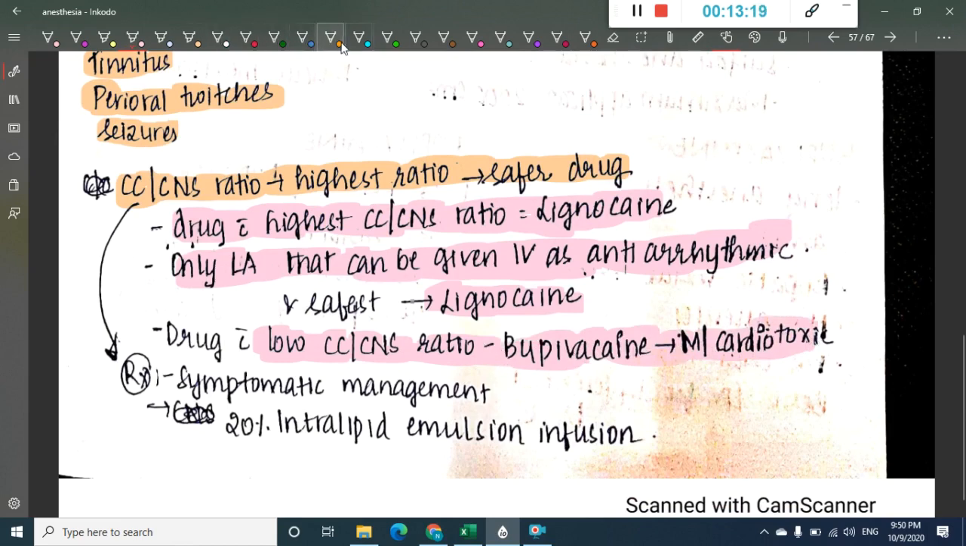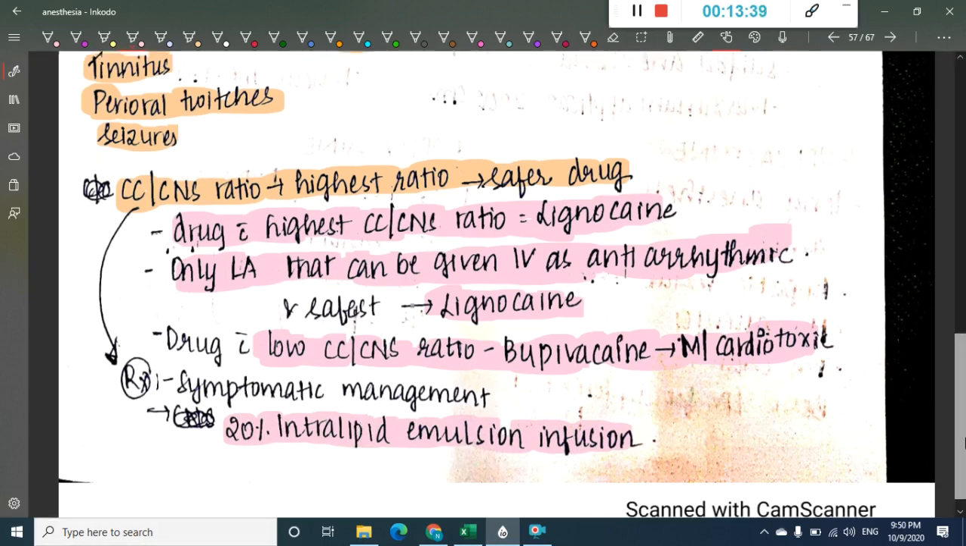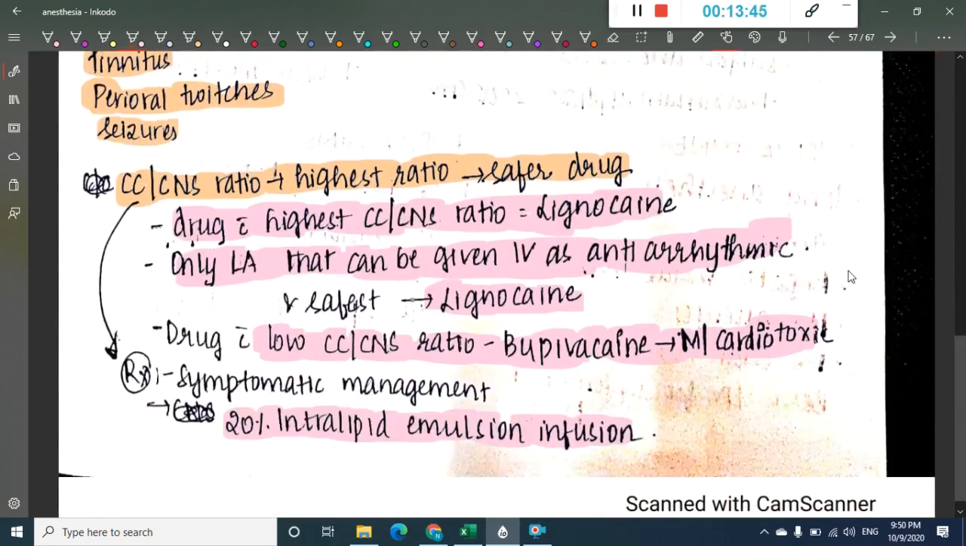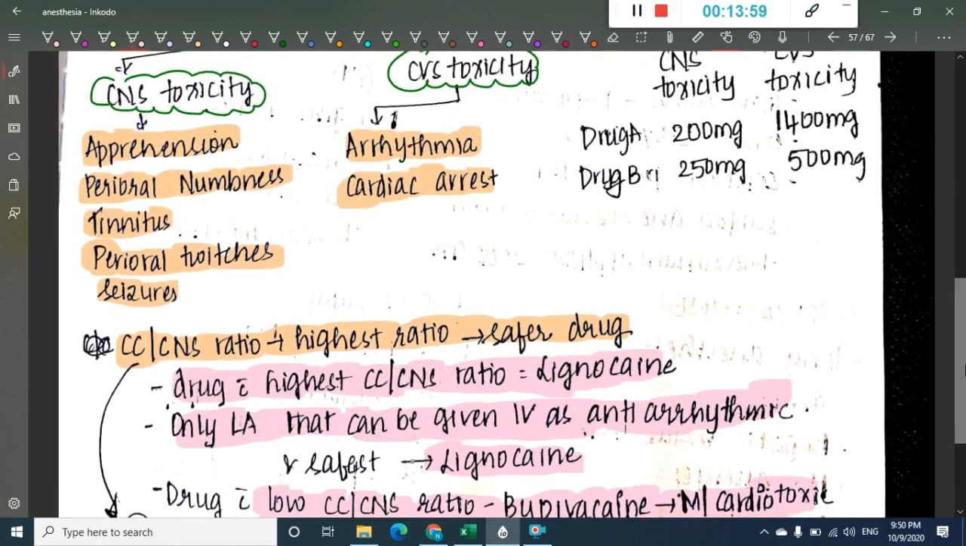So what are the treatment options available? You should do symptomatic treatment, and you can give 20% intralipid emulsion infusion. So if the CVS to CNS toxicity ratio is higher, it is a safer drug, and lignocaine is the safer drug, whereas bupivacaine is most cardiotoxic because it has a low CVS to CNS toxicity ratio.